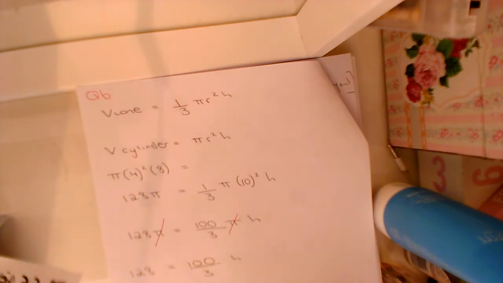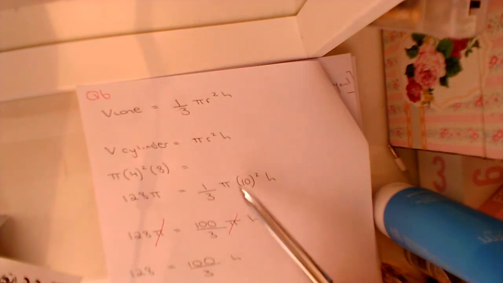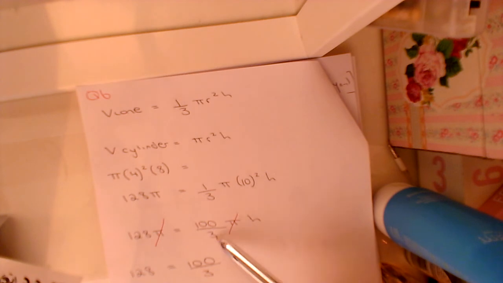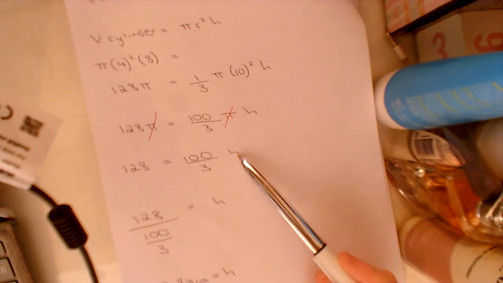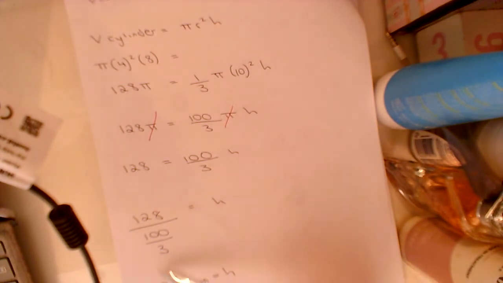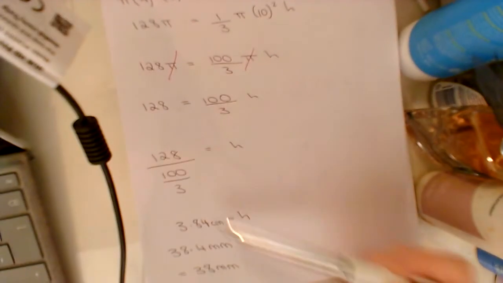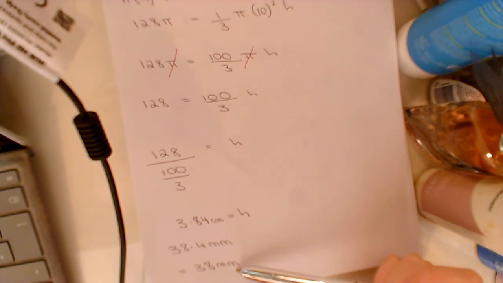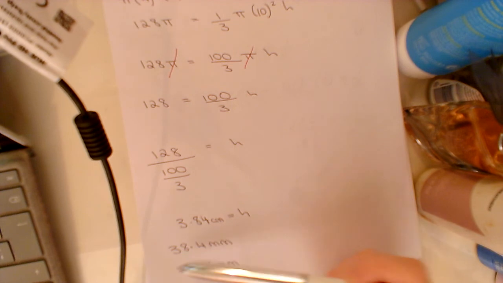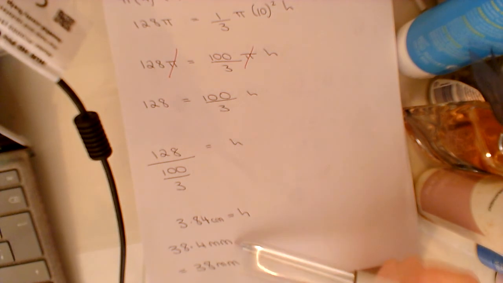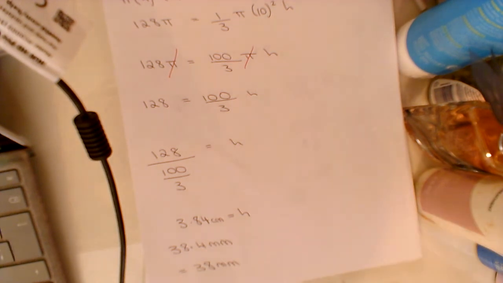Okay, so I have then 128 pi is equal to 10 squared, which is 100, over 3 pi h. So I get 128 is equal to 100 over 3 h. I want to get h on its own, so I'm going to divide across. So I'll get 128 divided by 100 over 3, and I'll get my height is equal to 3.84 centimeters, but I want it to the nearest millimeter, so I'm going to multiply this figure by 10 to put it from centimeters to millimeters, and I'll get 38.4 millimeters, and the nearest millimeter then is going to be 38.